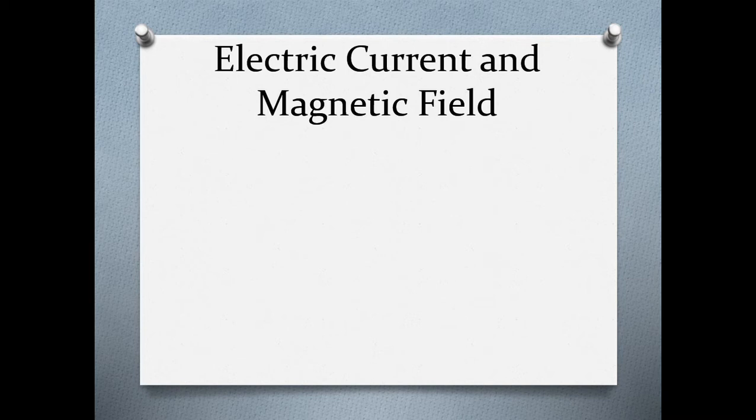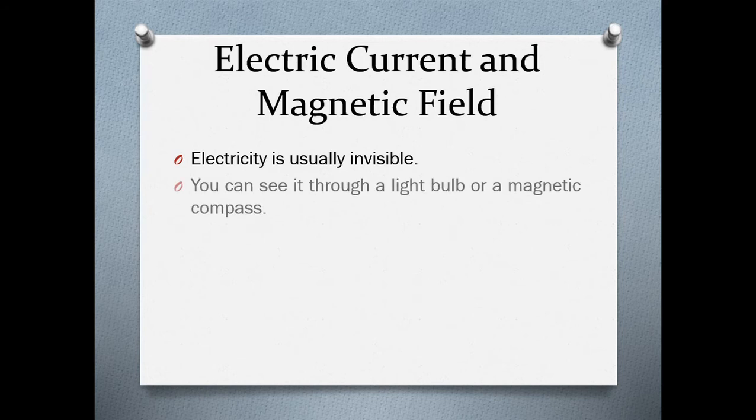Let's go with electric current and magnetic field. So electricity is usually invisible, and it is stated that it's usually invisible because there are only a couple of things that we can actually see with our naked eyes. For example, if you rub two pieces of cotton, sometimes it's possible to observe some sort of sparks that generate light. So that is basically electricity, but usually it's not something that we can observe. You can see it through a light bulb or a magnetic compass.